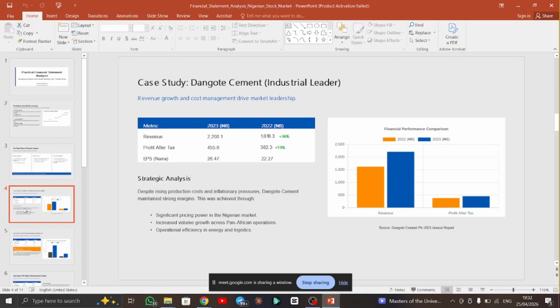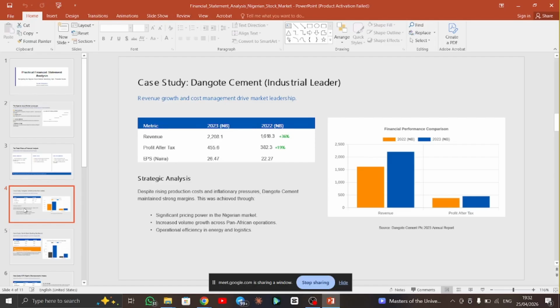Then this EPS means earnings per share, right? How much does a unit of share make from the profit? Let's say the whole amount of shares being sold by Dangote is 1 million shares. If you divide the profit by this 1 million shares, how much did a unit of share make for that financial year? That's the earnings per share.